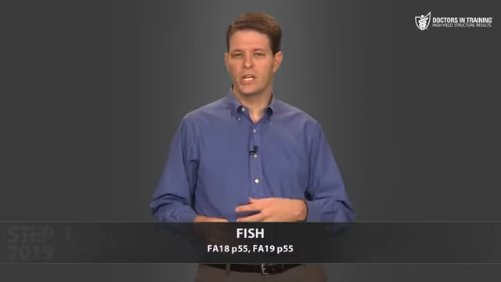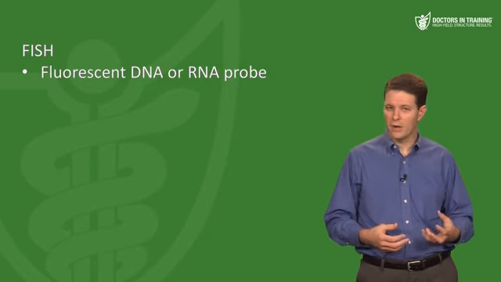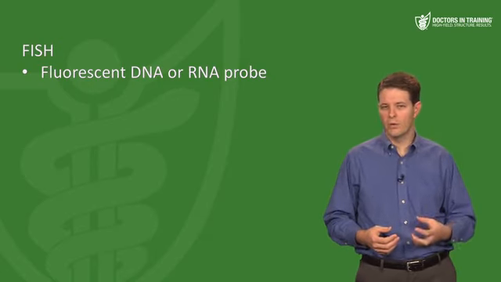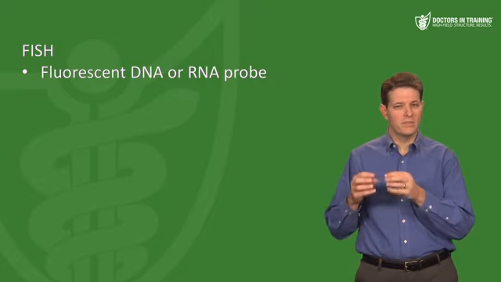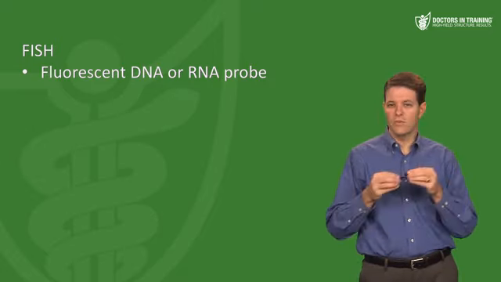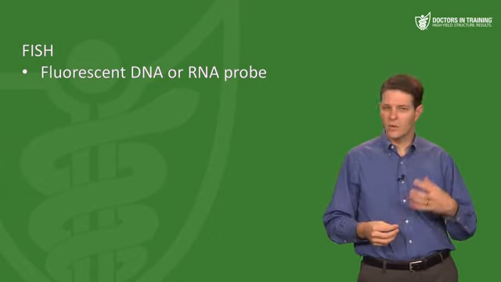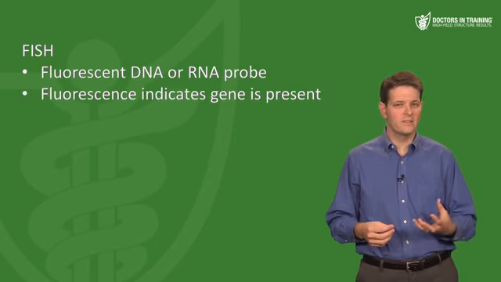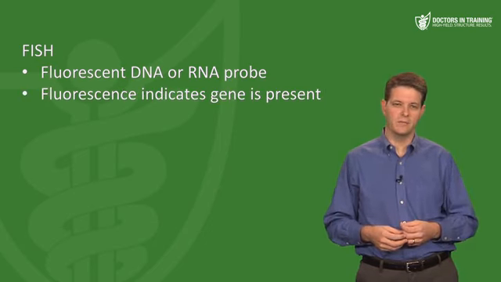So instead of the color-changing enzyme, now you're using a fluorescent probe. And it's not an antibody probe, it's a DNA or RNA probe that fluoresces. So you have a known segment of DNA or RNA that binds to a specific gene of interest, and then it fluoresces because your tagged probe is designed to fluoresce. So again, it's just a way to visualize something. So the fluorescence indicates the gene is present. If there's no fluorescence, that gene's been deleted.